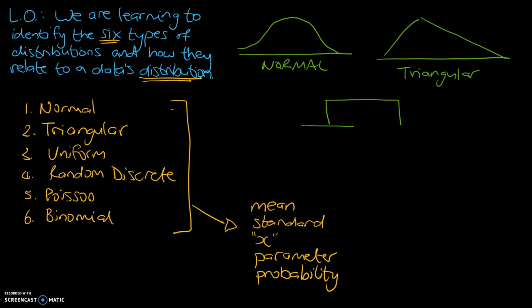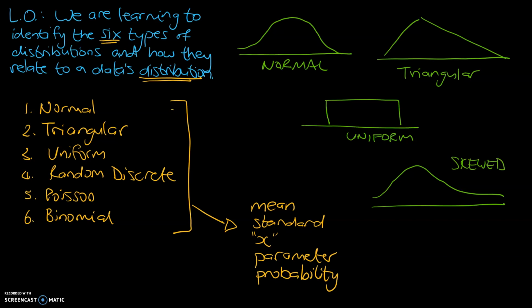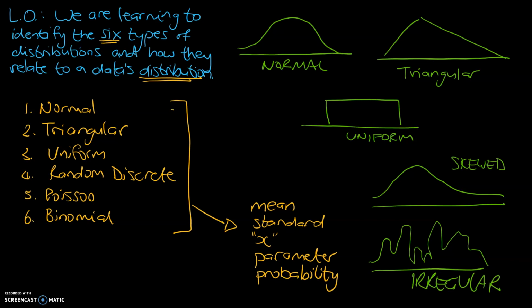If your data was rectangular, you would be looking to use uniform. And you may also get some other data. It may be skewed. Or finally, it may be pretty erratic or pretty irregular. And based on how the data looks is how you would decide what model you'd want to use.